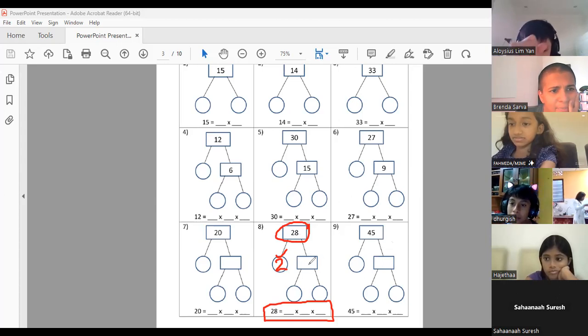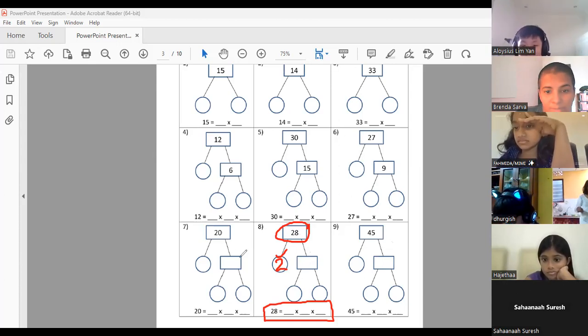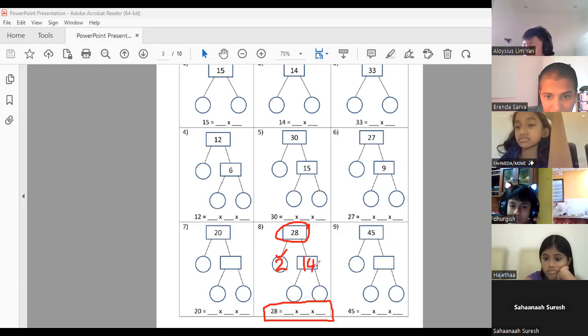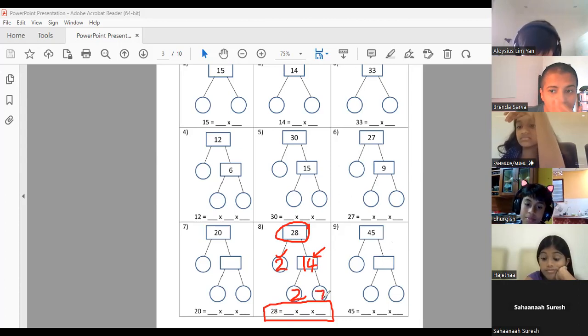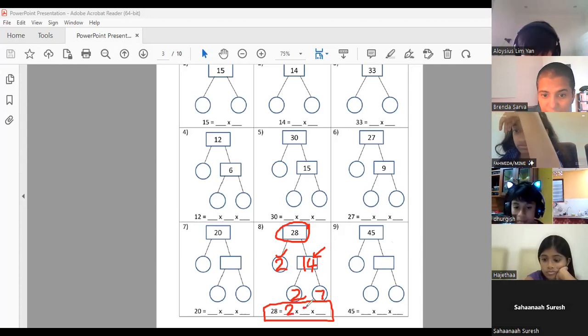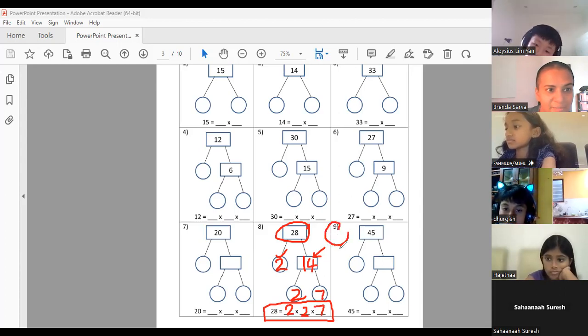Are you sure it's 8, Prishman? Okay, Aloysius, your first answer is correct already. The 14 is still a composite number. You want to break it up further and you will get 2 and 7. Do you understand? So your final answer here is going to be 2 times 2 times 7. Last question. All of you must give me an answer for this now, for number 9.